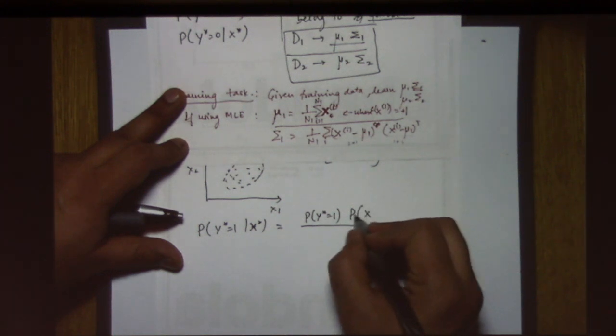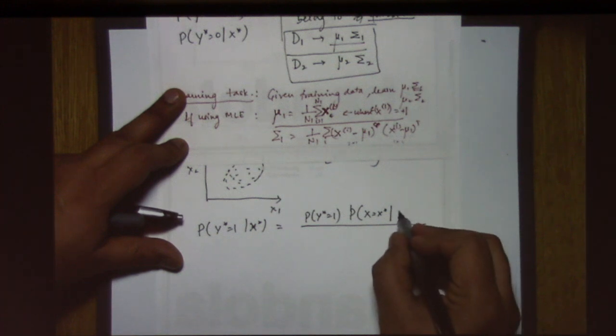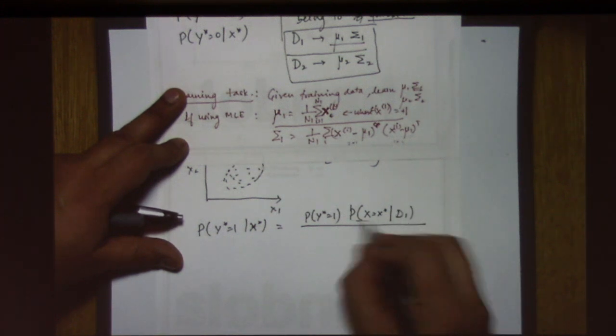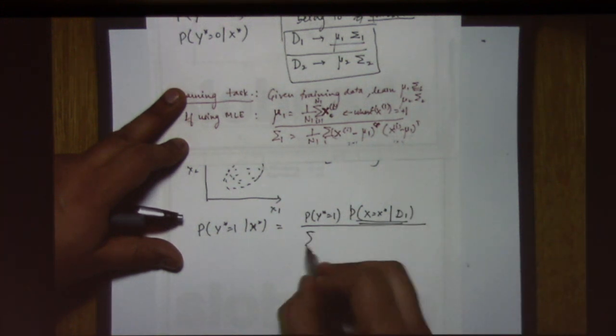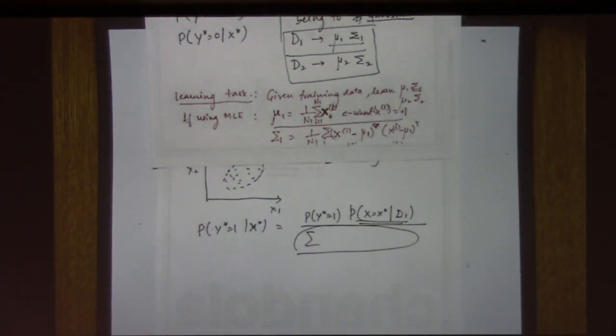So x equal to x star given distribution 1. That is just the normal density over here divided by the denominator, which is the sum of all classes, right? So this is easy. Now we are going to look at what it means geometrically, okay?